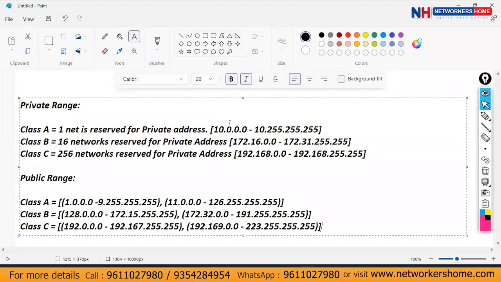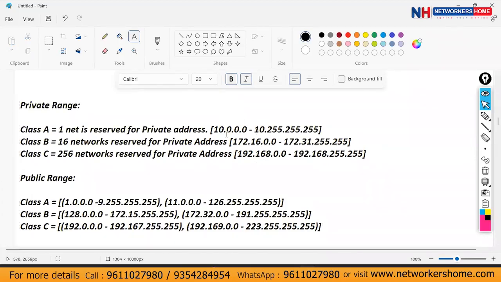From your total range, you just have to subtract the private range and you will get the public range. Just looking at the IP addresses, if it starts from 10, it is the class A private range. If it is between 172.16 and 172.31, it is the class B private range. If it is 192.168.0 till 255, then it is the class C private range. Any address other than these private ranges is your public address. So the public and private concept and the ranges are clear.